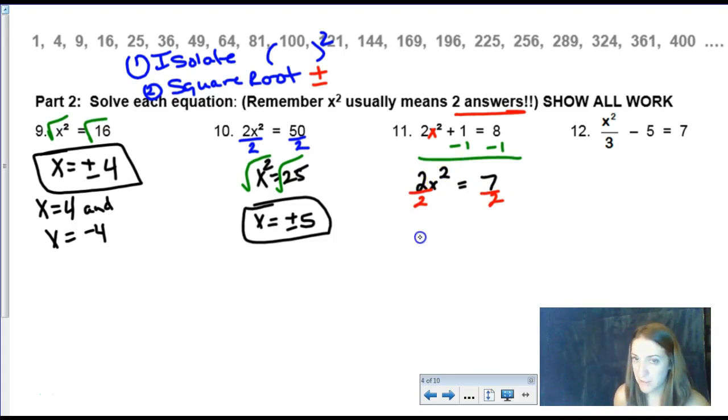Now, I know that's a fraction. I know it's a decimal. Technically, they're both okay, but not when you're trying to simplify radicals. You want to leave it as a fraction, because when you square root, I'd much rather square root this fraction to leave it in proper form.